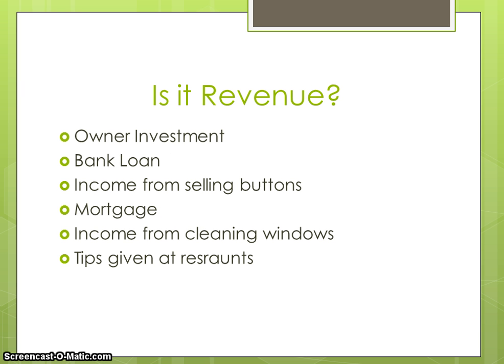As you can see, these are some of the items that we often consider income. However, most of these are not revenue. As I mentioned, our owner investments, our bank loans, our mortgages are not revenue. However, our income from selling buttons, income from cleaning windows, or tips at a restaurant would be considered revenue, and these would go in the revenue section of our profit and loss statement.